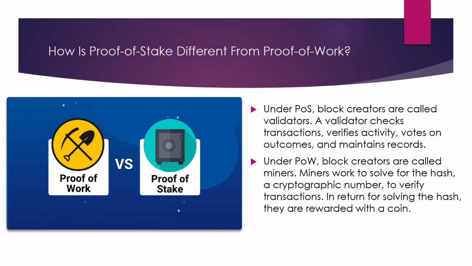How is proof of stake different from proof of work? Under proof of stake, block creators are called validators. A validator checks transactions, verifies activity, votes on outcomes, and maintains records. Under proof of work, block creators are called miners. Miners work to solve for the hash, a cryptographic number, to verify transactions. In return for solving the hash, they are rewarded with a coin.